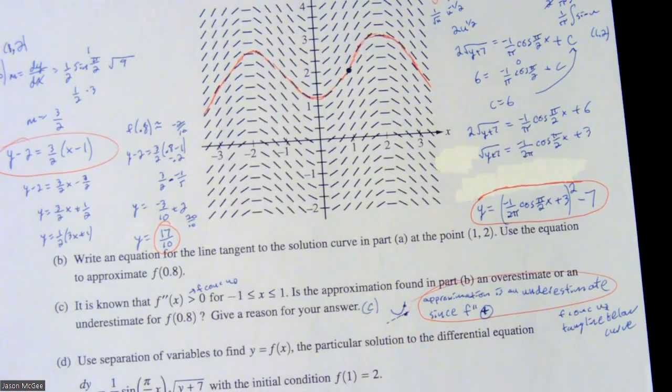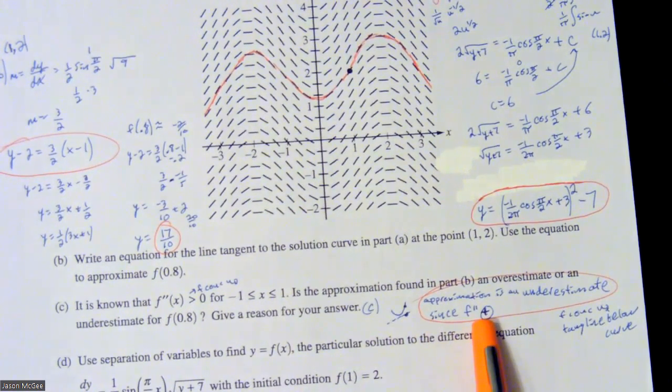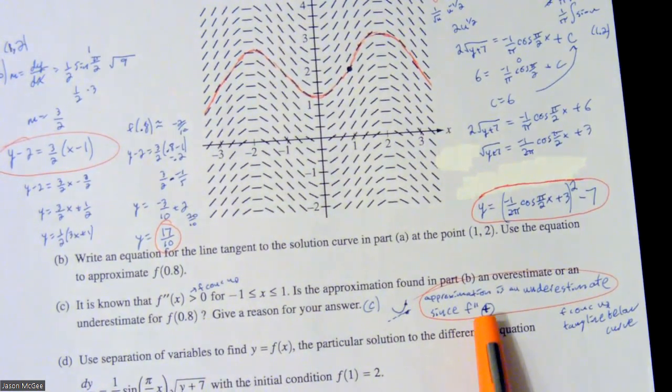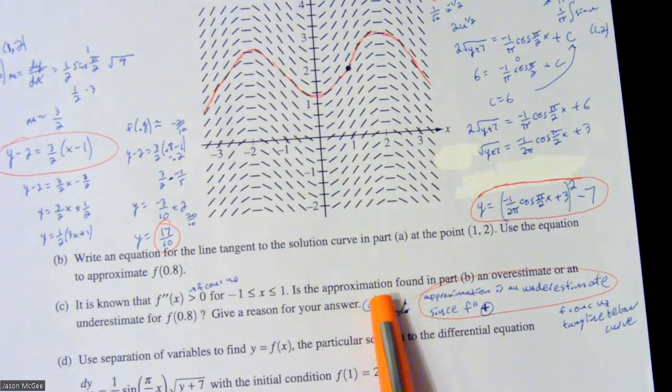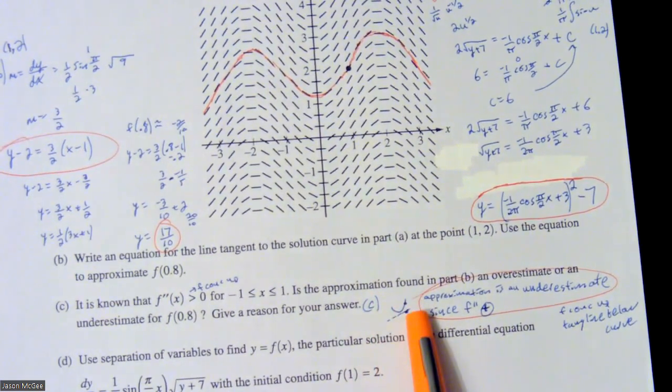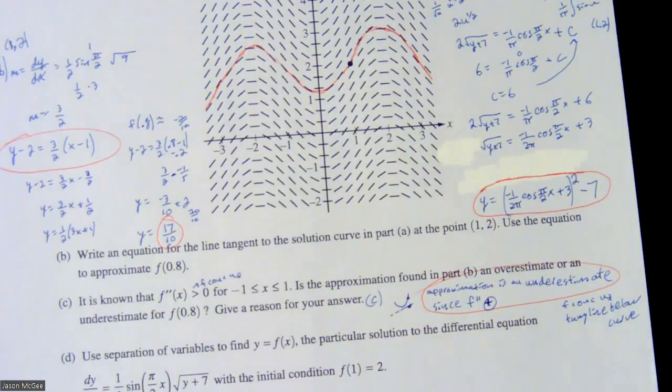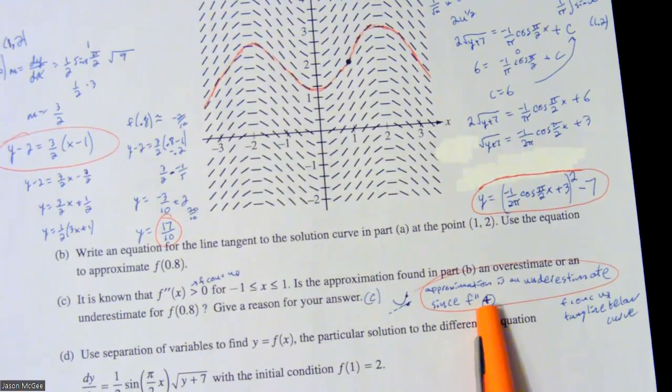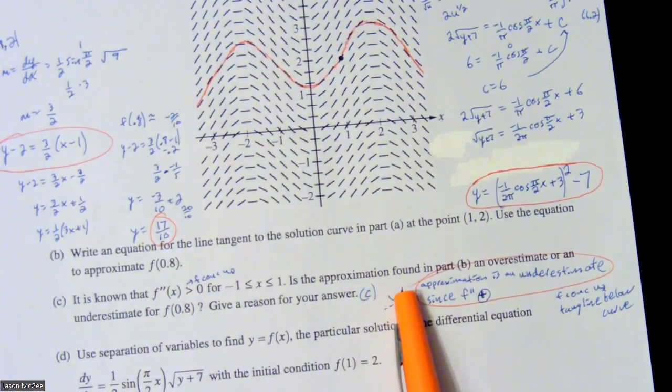So you could reason it out a little bit, but I just put the approximation as an underestimate since f double prime is positive. You could say f is concave up and the tangent line is below, something along those lines, but you need this: the second derivative is positive or the function is concave up.